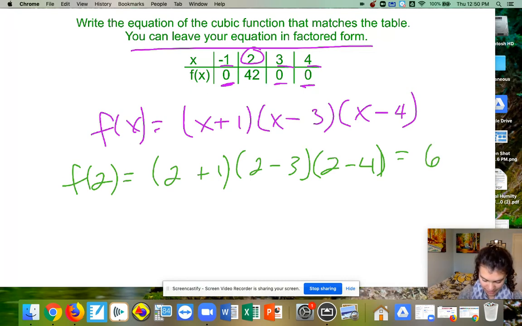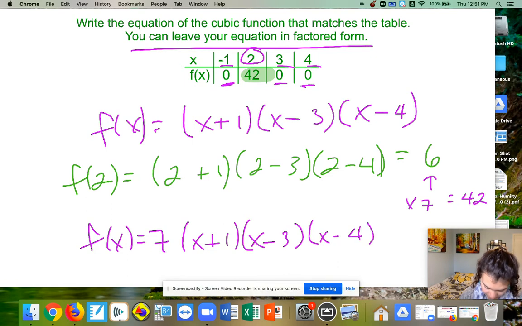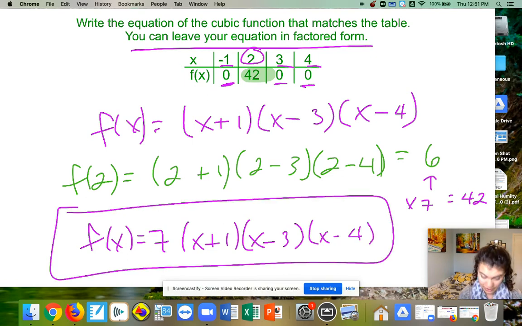But if we look back up here, I wanted to get 42, so I'm not getting the right thing. So how could I get 6 to look like 42? You could multiply by 7, and that would give you 42. So if I take the function I already have and multiply everything by 7 by putting the 7 out front, then when I plug in 2, I'll get what I want. So that would be the equation matching the table.